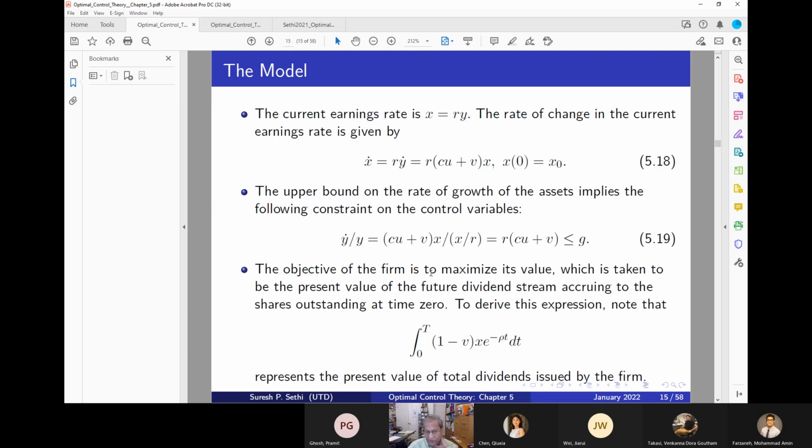The objective of the firm is to maximize its value. And this is interesting because this is where these guys made mistakes, and I learned a lot from that mistake. I wrote a whole lot of papers on that point afterwards, different from this paper.